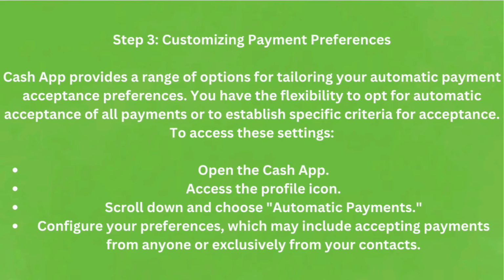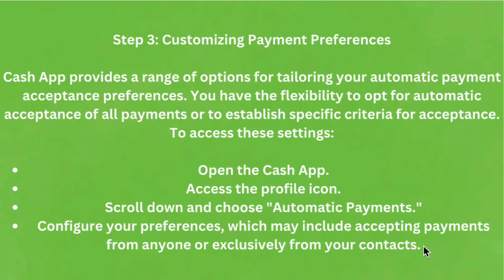Now the third step is going to be customizing payment preferences. Cash App provides a range of options for tailoring your automatic payment acceptance preferences. You have the flexibility to opt for automatic acceptance of all payments or to establish specific criteria for acceptance. To access these settings, open the Cash App, access the profile icon, scroll down and choose automatic payments, configure your preferences, which may include accepting payments from anyone or exclusively from your contacts.